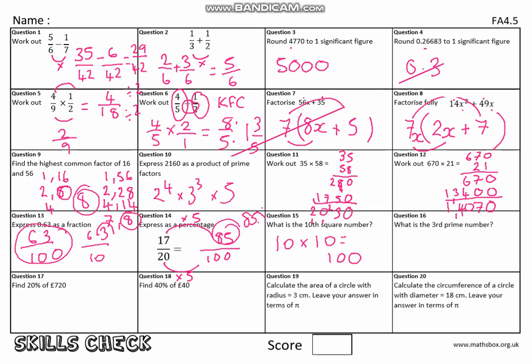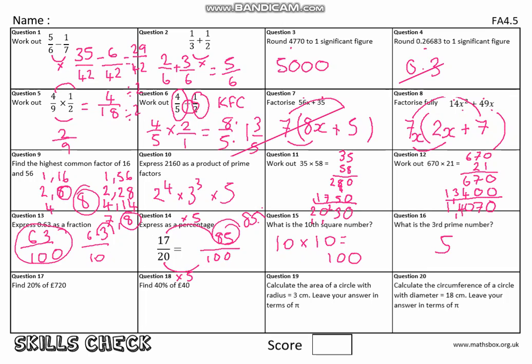Okay, now on to number 16. It says, what is the third prime number? So if you remember, prime numbers are numbers that are only divisible by the number 1 and themselves. So you've just got to figure out what the third one of those is. So we've got 2, we've got 3, and then we've got the number 5. So number 5 is the third prime number.